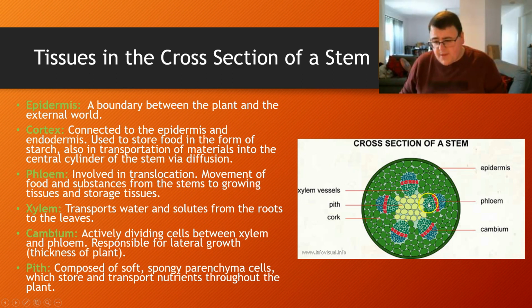We have our cambium. Our cambium is the red lines between the xylem and the phloem, and basically they are cells that are actively dividing between the xylem and the phloem. They are responsible for lateral growth, so the thickness of a plant, and we'll talk about lateral and apical growth in a few slides. And we also have our pith. Our pith is the part in the center here, which is soft, spongy parenchyma cells. They store and transport nutrients throughout the plant.